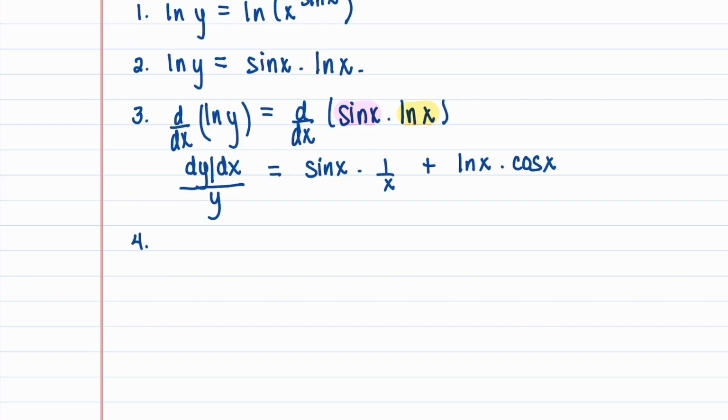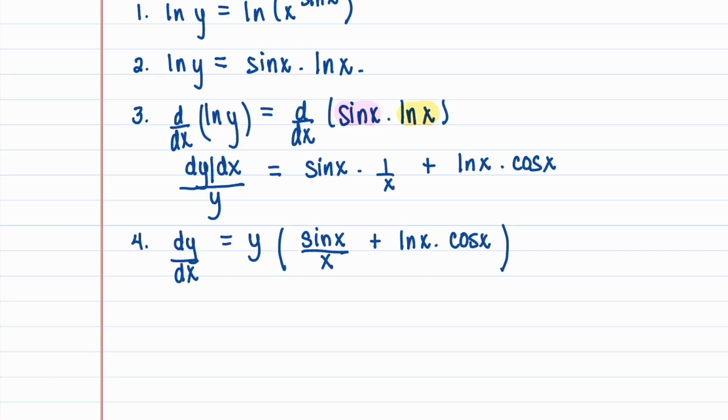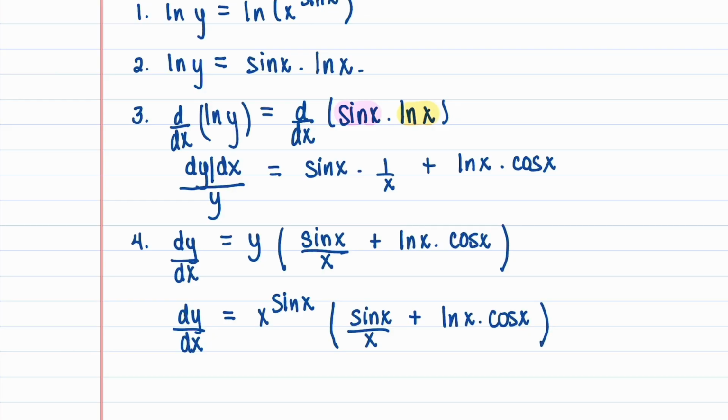Now for our fourth step, we just have to solve for dy/dx. So we have dy/dx is equal to y times (sine x over x plus ln x times cosine x). And then our last step, which is easy to forget, is to go ahead and substitute back in what y is. Y was x to the sine x. And then we multiply this by (sine x over x plus ln x times cosine x). And that's our final answer.